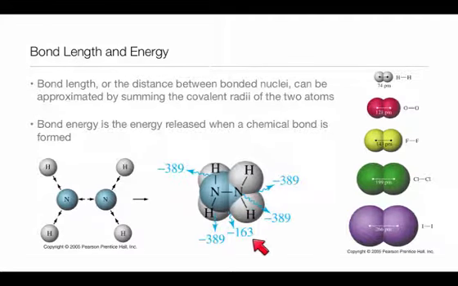The negative 163 represents the energy released when the 2 nitrogens bond to each other. All of those together, added together, would be the amount of energy released when that N2H4 molecule is formed, when those atoms bond to each other.